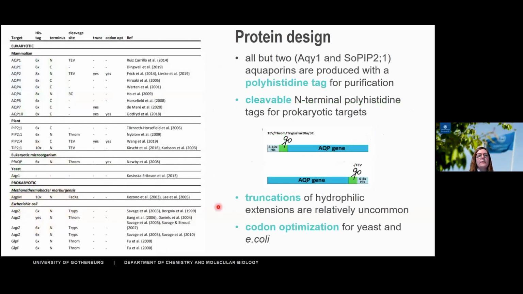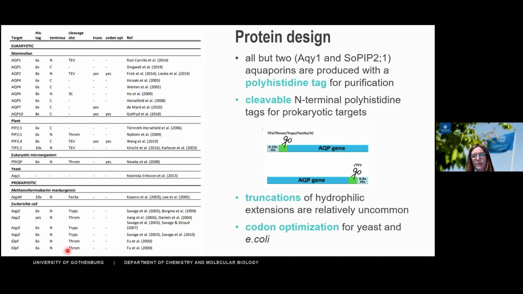Very often, the secret behind a successful recombinant production is connected to the genetic design and the protein design. So we looked into this also for the aquaporins, and we see that we most commonly have a his tag introduced in the protein. Looking at the eukaryotic targets, we see that it could be located either in the N or the C terminus, while for the prokaryotic targets it is always located in the N terminus and is always connected to a cleavage site, but the protease used differs a bit.